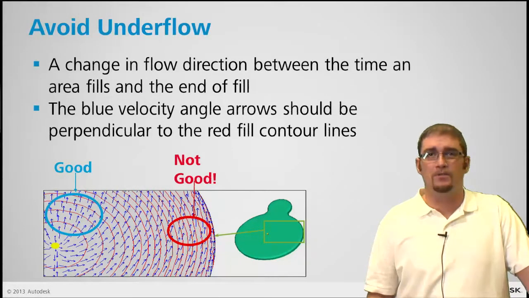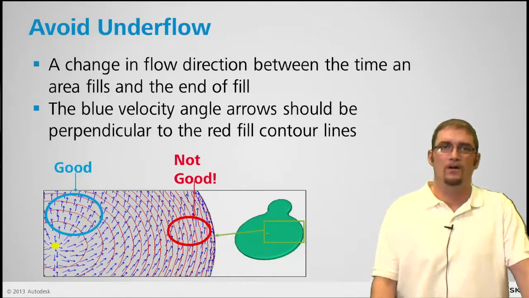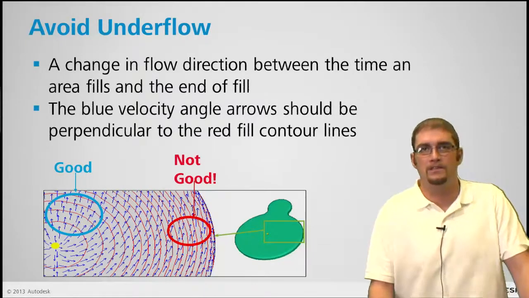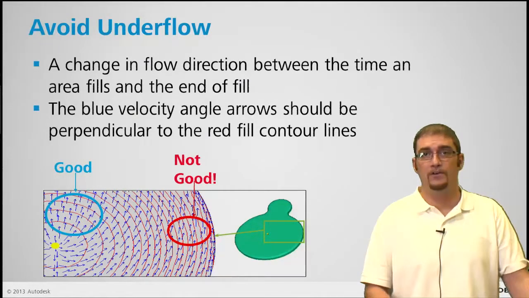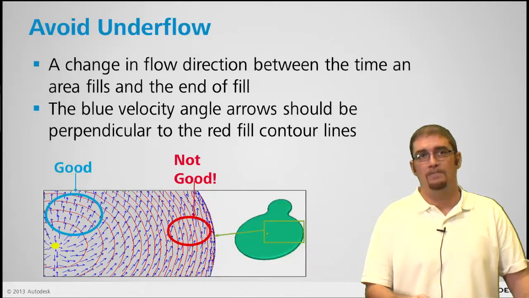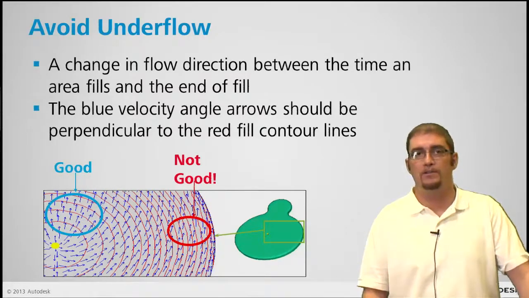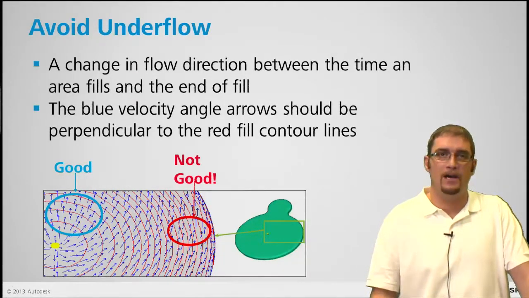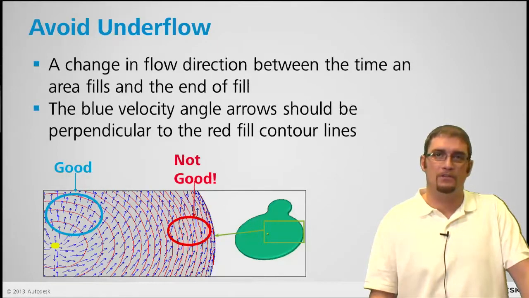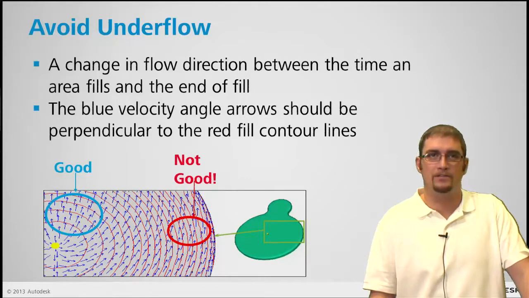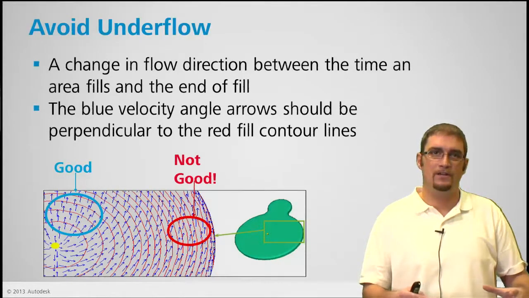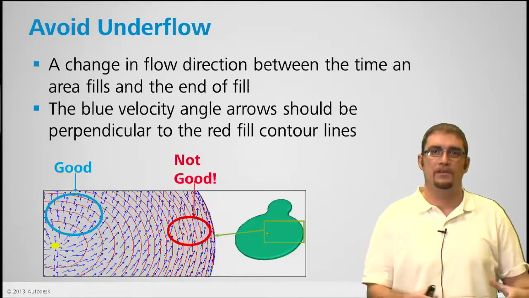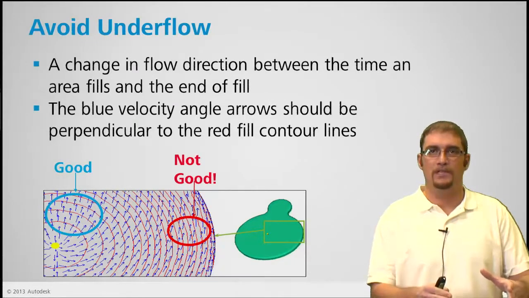Underflow, you want to avoid this as well. Basically, this is a change in the flow direction between the time an area fills and the end of fill for that part. So in this case, you have this circular part with a little tab off the end. Everything's very uniform, it's filling, and then all of a sudden we hit that tab and everything is diverted up towards that tab.